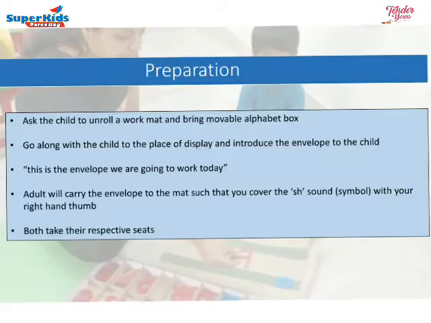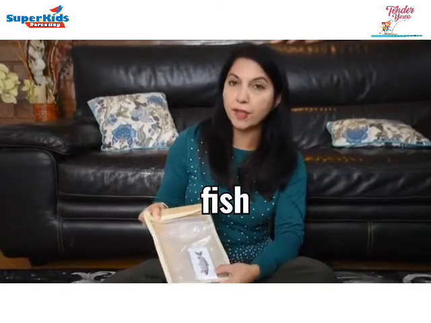We carry this envelope to the place of presentation. The child has to open up the work mat and bring the movable alphabet box and the banded cloth from the place of display to the presentation place one by one, and unroll the work mat. Once it is done, we give the presentation to the child, saying, "What is the picture you see in this envelope?" Within the envelope, you show the picture to the child and ask what the picture is. The child would say fish.